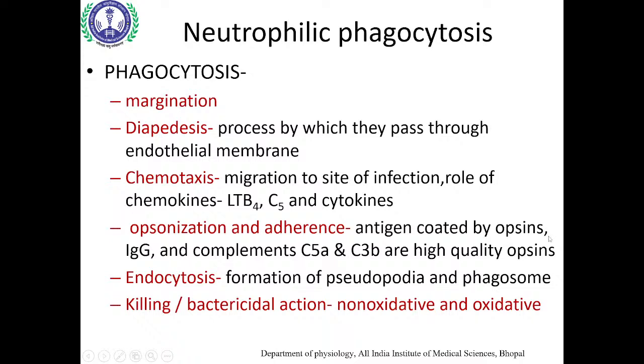So the antigen is coated by opsonins, immunoglobulin G and complements. These are the important opsonins: complement factor 5A and complement factor 3B. They are high quality opsonins, right? Then there occurs endocytosis. This you all know how it happens. And then there is killing of that particular bacterial cell, bacteria or any other organism for which this neutrophil is acting against, right?